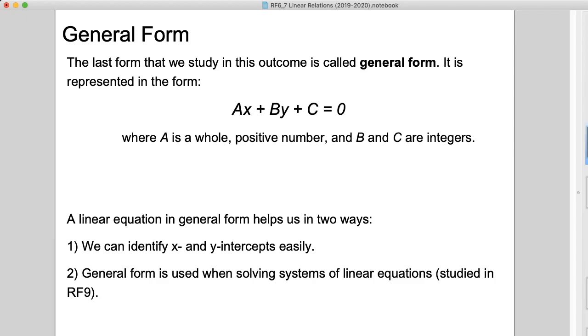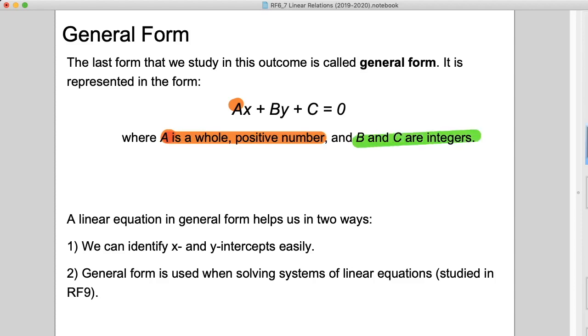So general form is represented by the equation ax plus by plus c is equal to 0, where a is a whole positive number and b and c are integers. Okay, so a couple key points here. Like we said, a has to be a whole positive number. So that number beside the x always has to be a positive whole number, no exceptions to that. And b and c need to be integers.